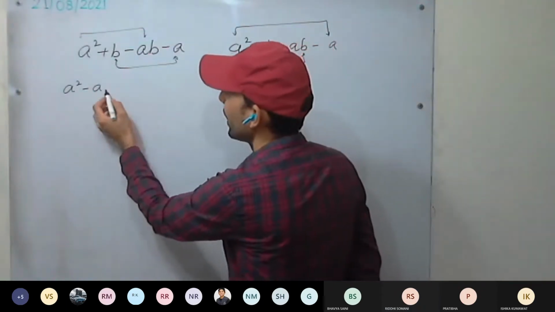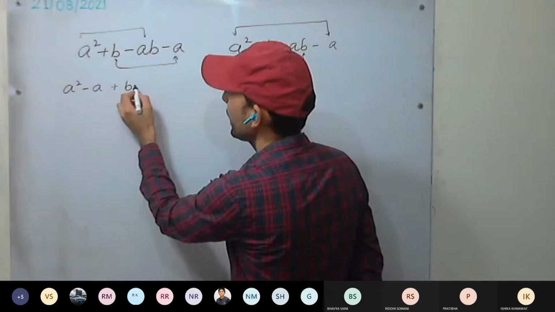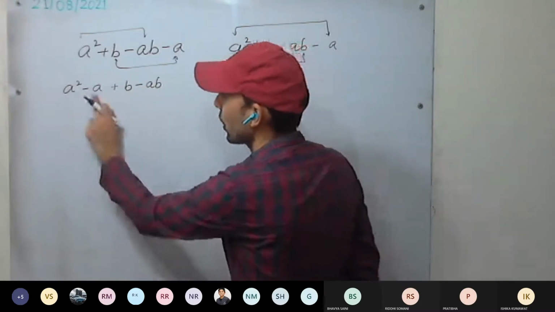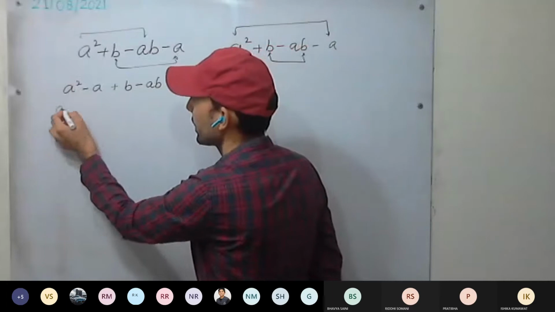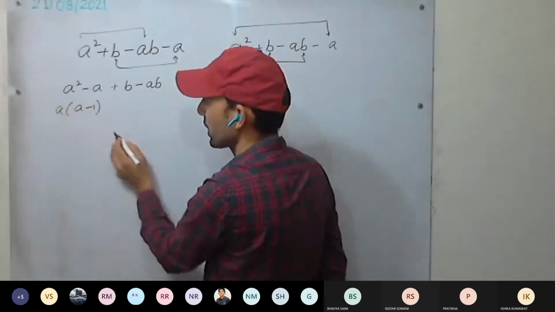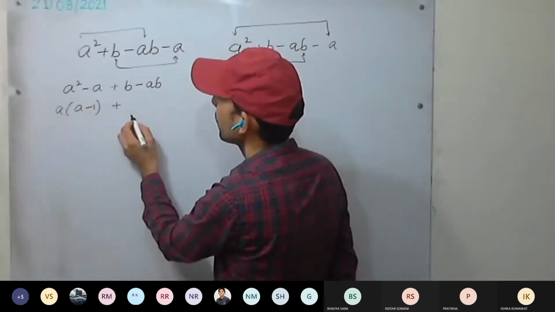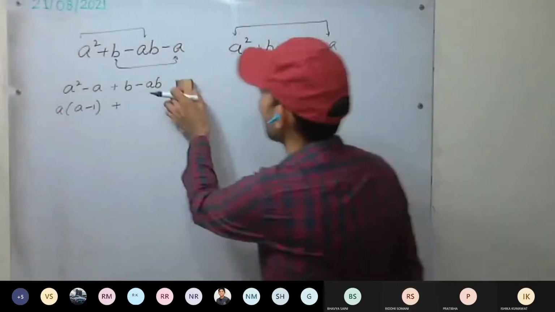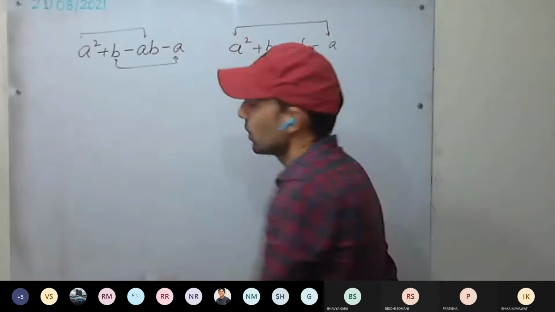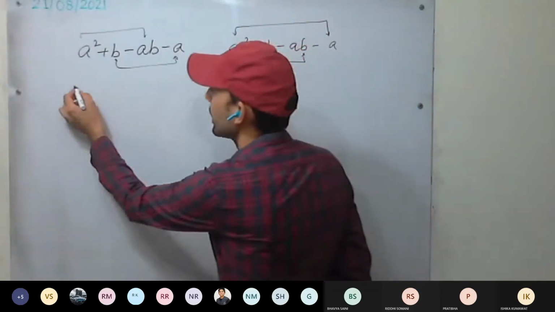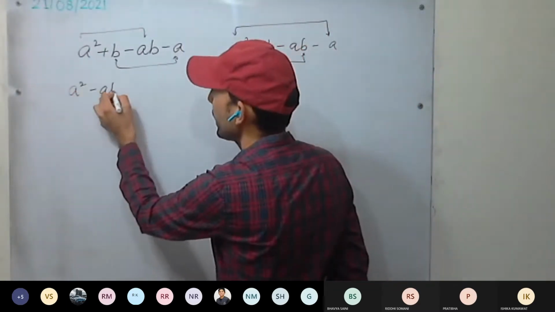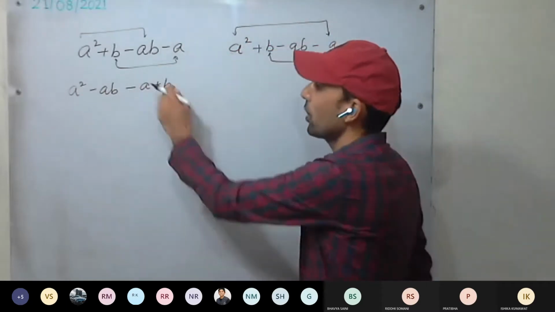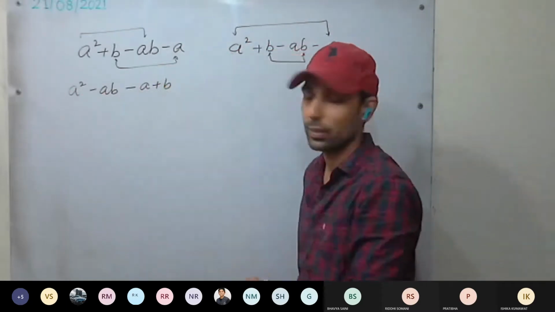Okay, let's solve first. Minus a plus b minus ab. This you are going to get. What is common here? We are taking first and third. I've taken a different grouping, first and third. So it will be a square minus ab minus a plus b, or plus b minus a. That's up to you.